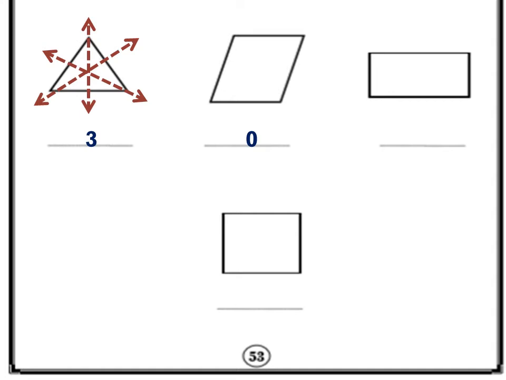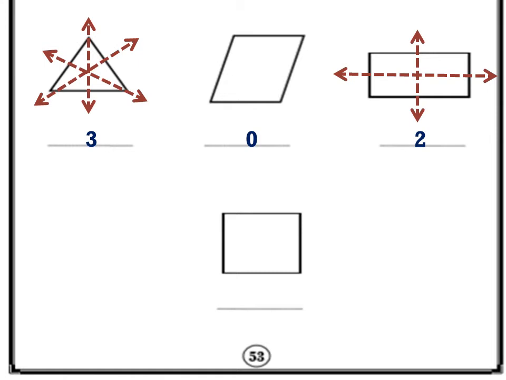How many lines of symmetry in the rectangle? We can divide the rectangle into two equal parts like this. So we have here and here two equal or identical parts. And also we can cut it or divide it like this. So here in the rectangle we have two lines of symmetry.